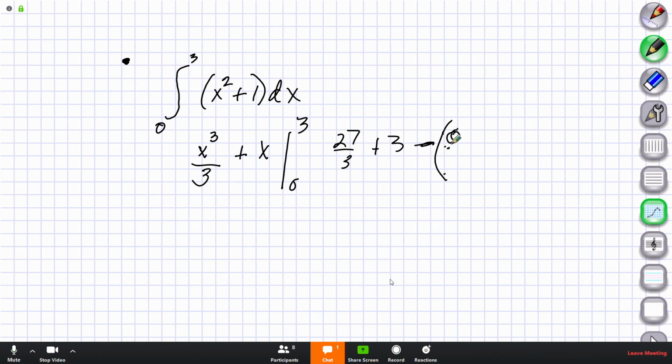Or minus 0. Guess you wouldn't have to do this whole side, but just again, say 9 plus 3 minus 0 is 12. Easy enough, huh? All right, so I think that's it for today.